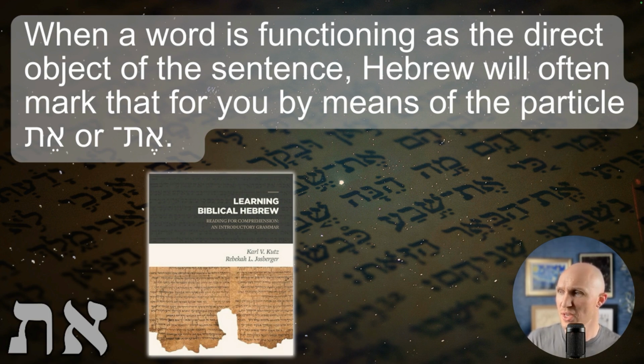But this is what it says concerning the word et. When a word is functioning as the direct object of the sentence, Hebrew will often mark that for you by means of the particle et or et. Now, it's the same exact word. You can just see the grammatical feature in the second one.